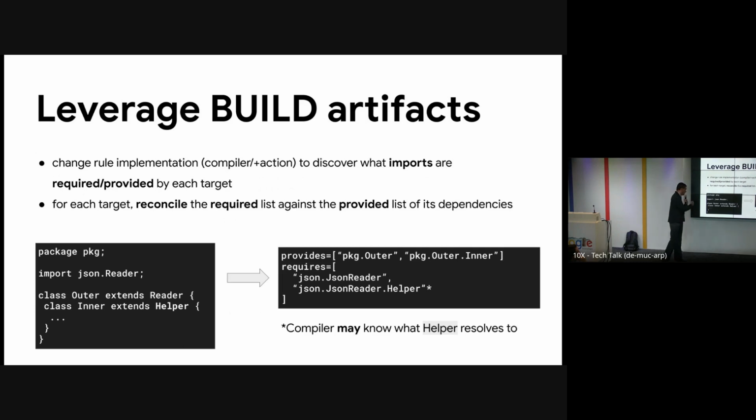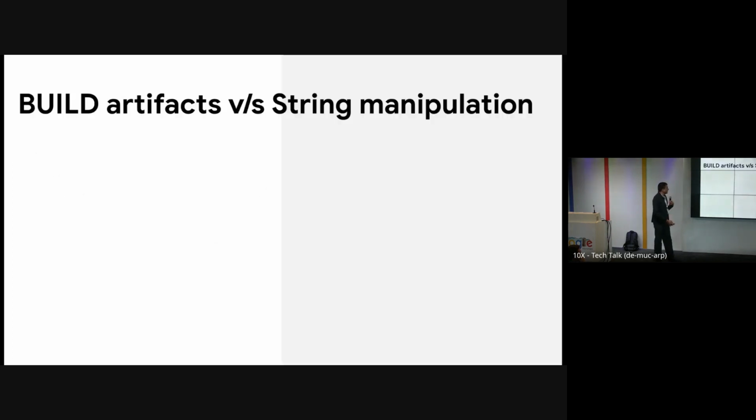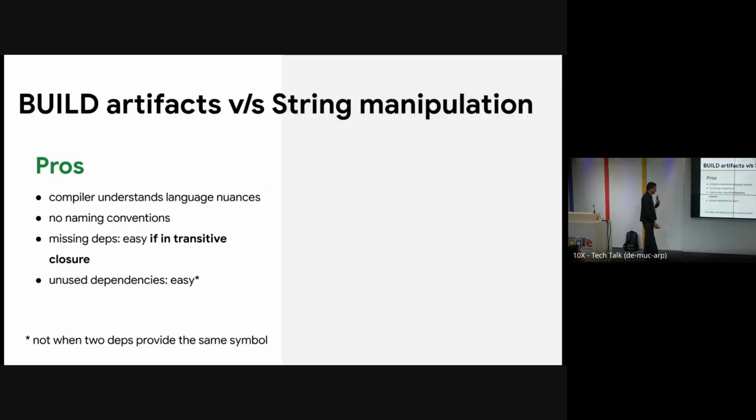Note, in this case, by looking at the code, you do not know whether helper actually is an inner class of JSON reader or it is a package private class. There are two different interpretations for the same thing. The compiler knows, at least it can know if it has the right dependencies. So once you get the compiler to produce this output, then checking your dependencies is simple, right? You just reconcile all the required list of your target and compare it with the provides list of all the dependencies. Right? So what are the pros and cons?